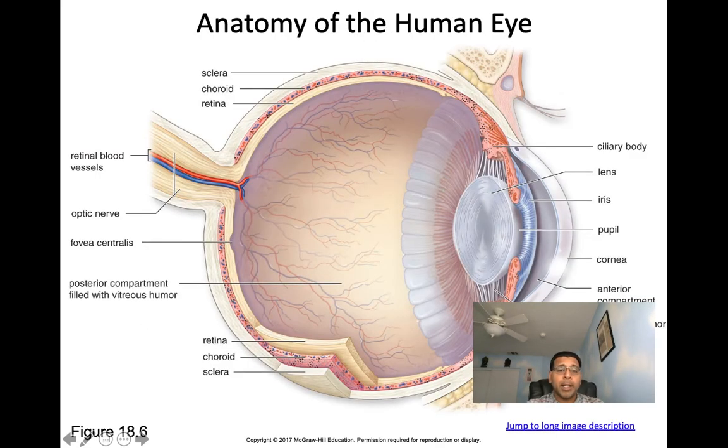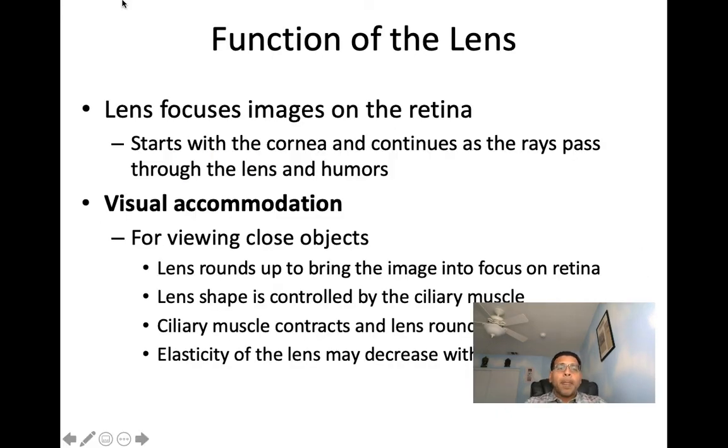You can appreciate that right inside of here. Here's the optic nerve, and the optic nerve is formed from the sensory fibers of that retina. And same thing happens right in here. And then we can see the optic nerve will transmit impulses to the brain. So when we talk lens, the lens is important because the lens is going to focus images on the retina. Focusing the image on the retina starts with the cornea and it continues as the rays pass through the lens and the humors.